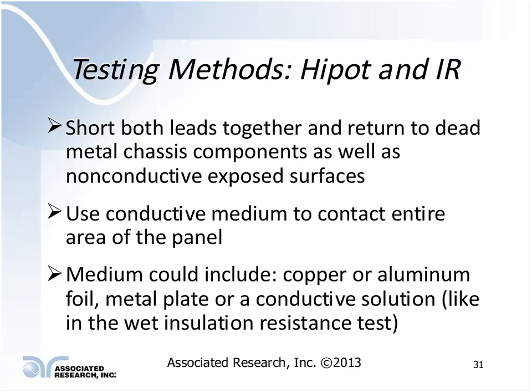So the test method is the same as it was for the dielectric withstand and the Hipot test. You short both of the mains conductors together and return on either a dead metal chassis or foil or saline bath or whatever the case might be. You use this conductive medium to contact the panel, and then you get a reading.